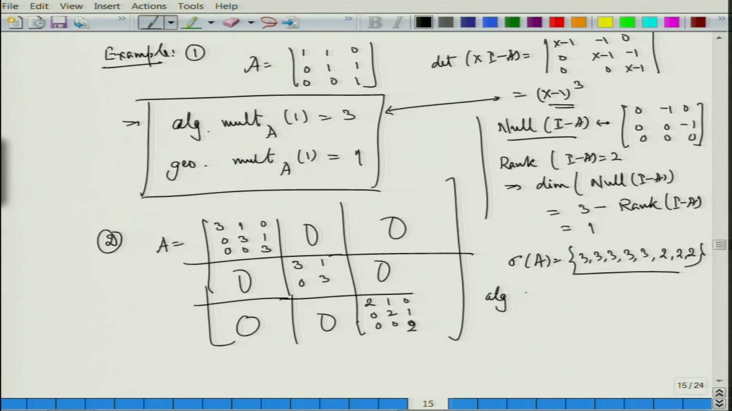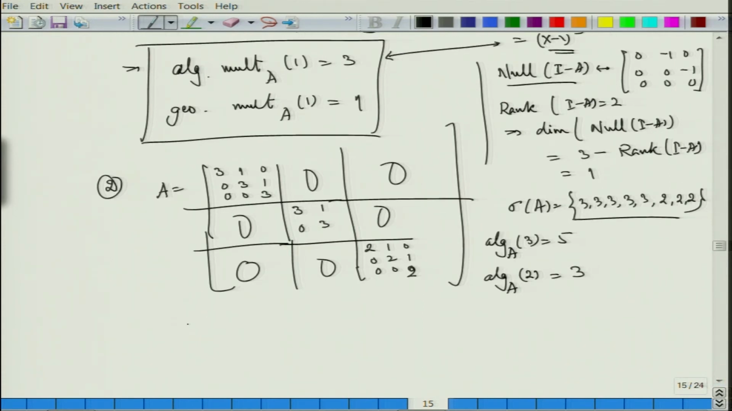The algebraic multiplicity of 3 as an eigenvalue of A is 3 plus 2, which is 5. The algebraic multiplicity of 2 as an eigenvalue of A is 3. What about the geometric multiplicity? Check that the geometric multiplicity of 3 as an eigenvalue of A will be equal to... Look at the previous example. If I look at this whole part A, I want to look at the rank of that part.